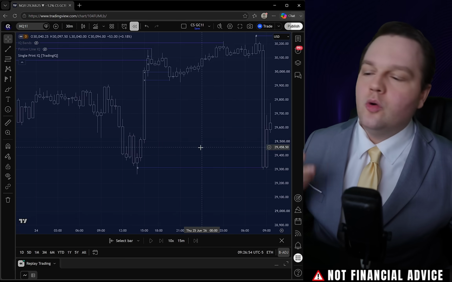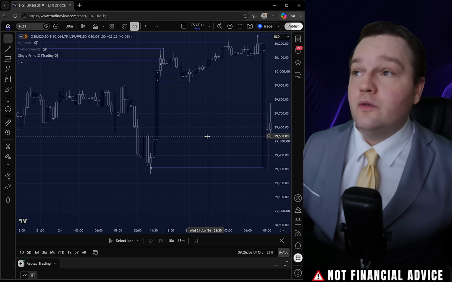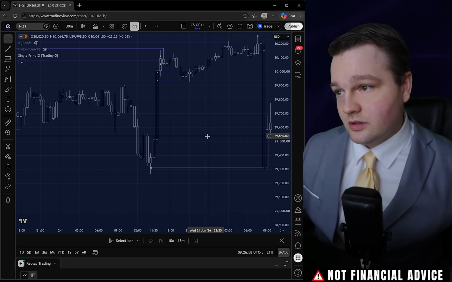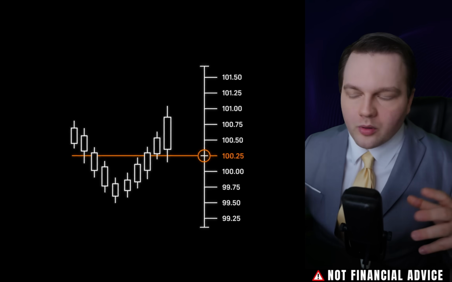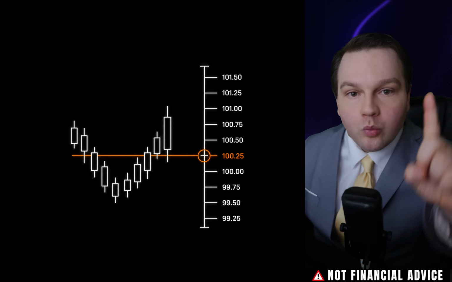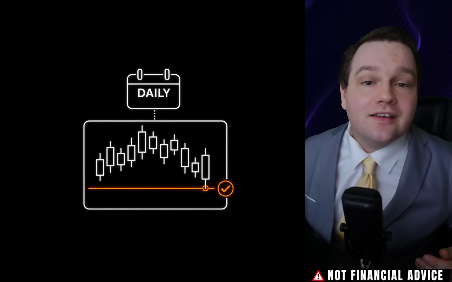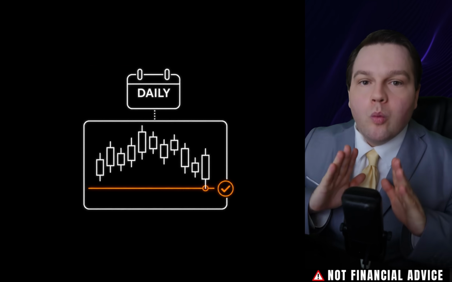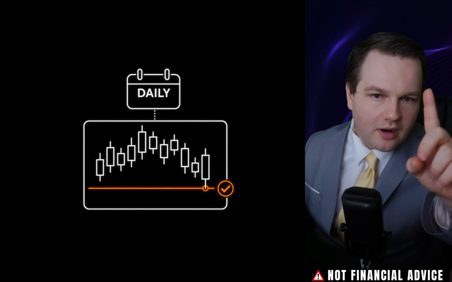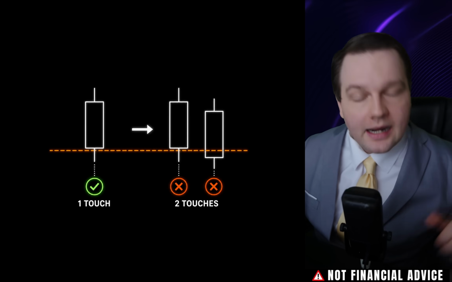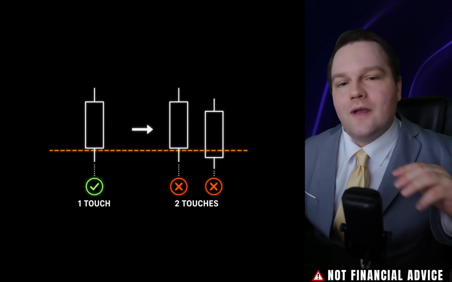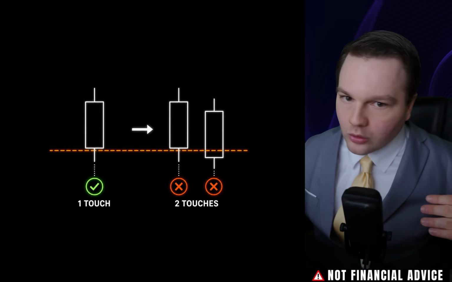Now, if you're new and you don't know what a single print is and you've never used a TPO, which I don't exactly blame you, a single print is a level in which only one candle traded through for a session. Most commonly, the daily session is used. So if one candle touches one price level, that will be a single print. As soon as another candle trades through the same price level, it's no longer a single print.